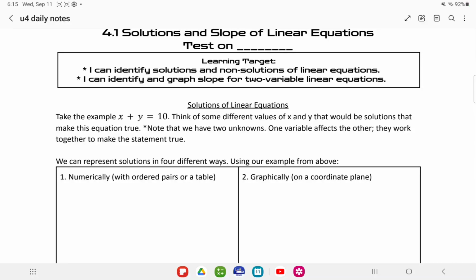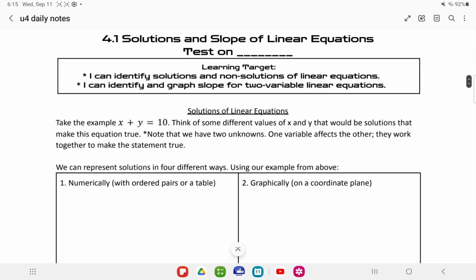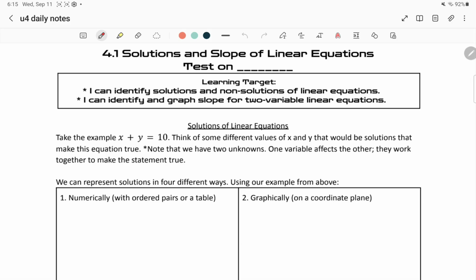This is the lesson for 4.1, Solutions and Slope of Linear Equations. So, first, let's go over our learning targets. I can identify solutions and non-solutions of linear equations. So think about it in terms of our vocabulary definition of a solution. Okay, a solution is something that makes a true statement. Okay?